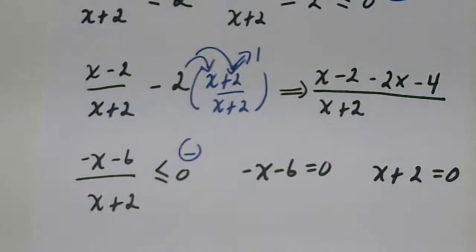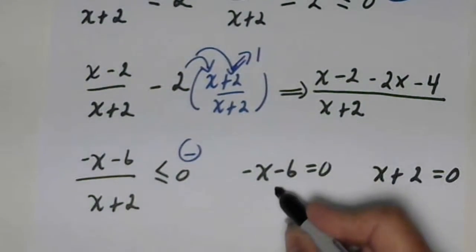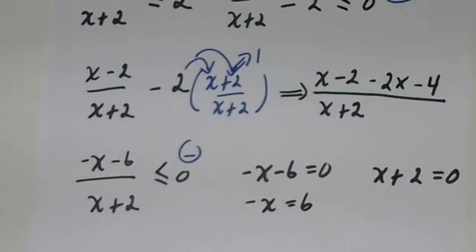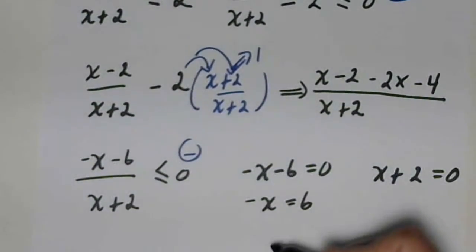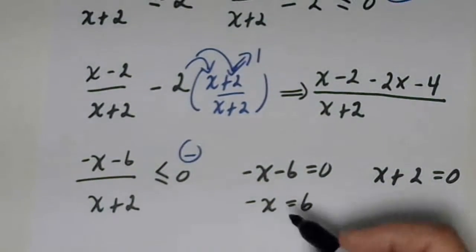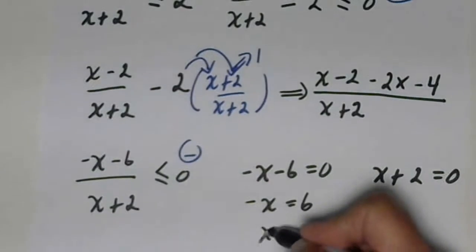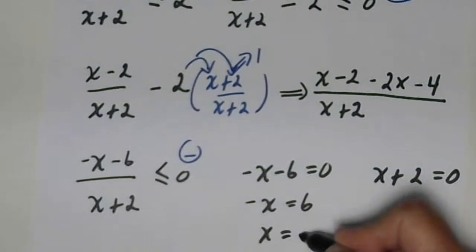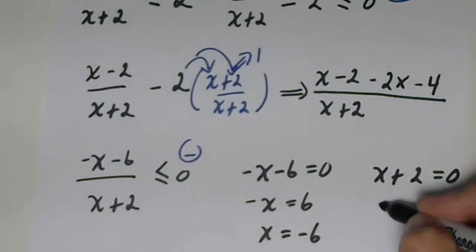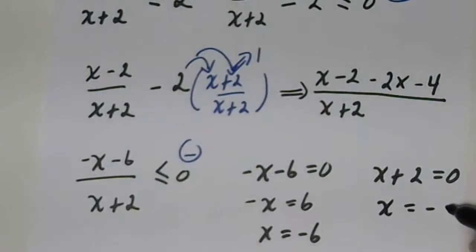So solving now, we can add 6 to both sides, and we have negative x is equal to positive 6. And now either we can think of it as multiplying both sides by negative 1 or dividing both sides by negative 1. We have x is equal to negative 6. Over here, we can subtract 2 from both sides, and we have x is equal to negative 2.